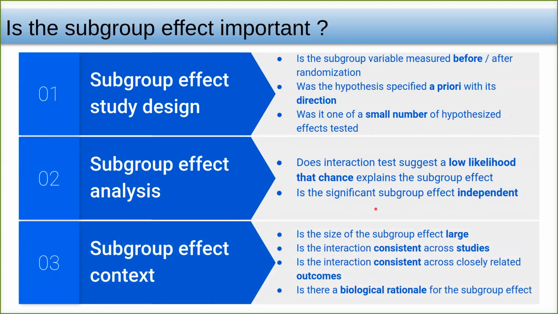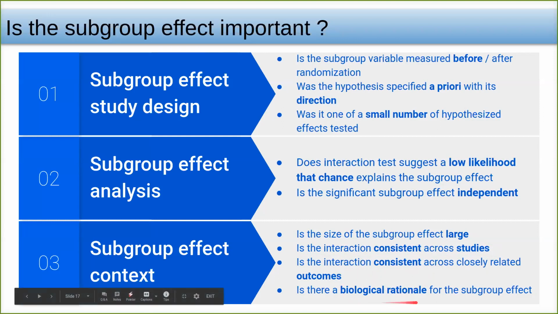Lastly, take a look at the subgroup effect context. Is the size of the subgroup effect large? Is this interaction consistent across studies? Is this interaction consistent across closely related outcomes? Say, for example, whether the same subgroup effect is present in disease-free survival as well as overall survival. And finally, is there a biological rationale for the subgroup effect?